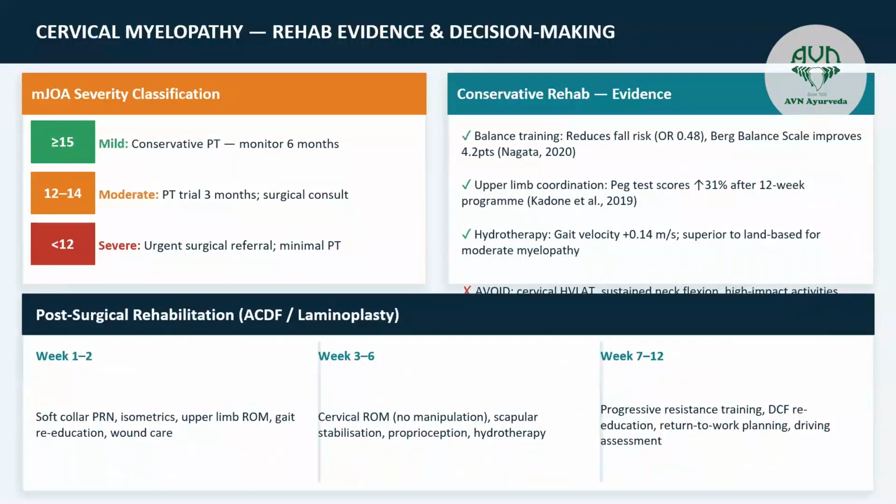So in cervical myelopathy cases, there are rehab evidence and decision making. So MJOI severity classification, as I said, if it's mild, according to the grade, we can go for conservative management, which includes your balance training, coordination. If hydrotherapy is available, it's well and good to improve the gait functioning and the activation of the muscle.